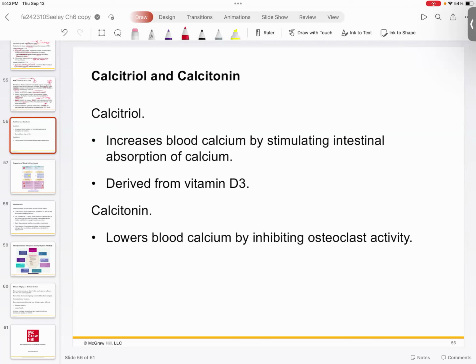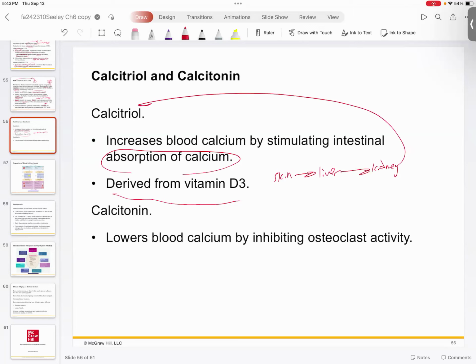Okay, so let's take a look at calcitriol and calcitonin. So calcitriol we already talked about, right? Because this is basically stimulating the absorption of calcium in the intestines, and it's derived from vitamin D3. So vitamin D will start in the skin, and then an intermediate will go to the liver, and then it'll go to the kidneys, and then it'll come out as calcitriol. So basically, skin in response to sunlight will make the first of the intermediates that will go to the liver. The liver then will make the second intermediate, which will then go to the kidneys, which will then turn it into calcitriol. And then from there, you'll be able to co-absorb calcium.